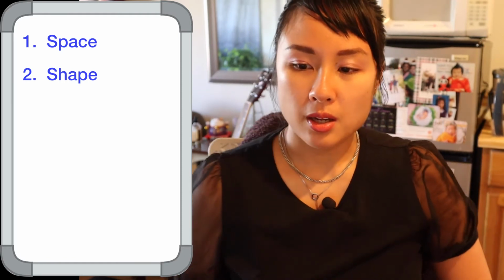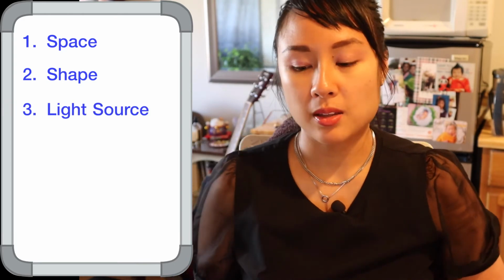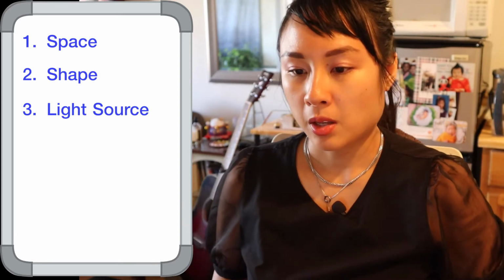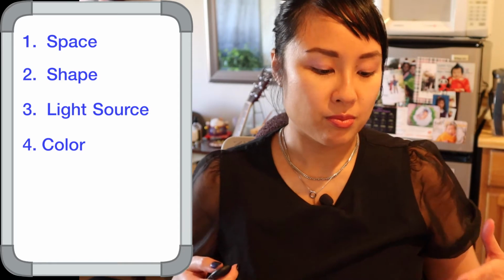The third thing is the light source. So where's the light coming from? And that will also modify how you create your shadow. And the last thing is color. And one rule of thumb when painting is that you never use black. You can always create shadow with darker colors, for instance, blues or greens or purples.